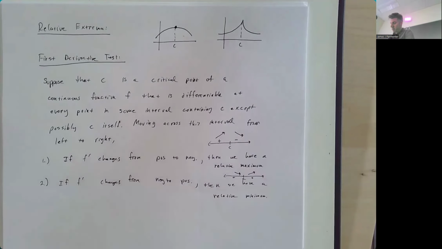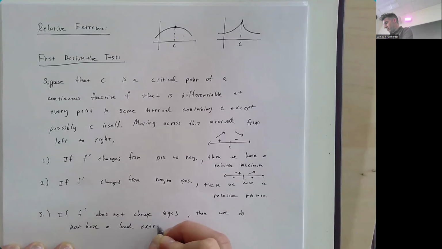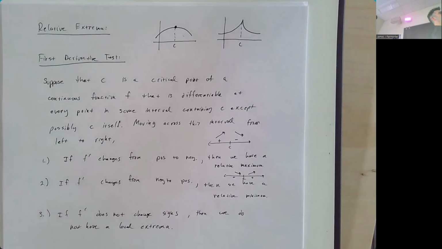And then finally, if the derivative doesn't change signs, so if it goes positive, positive, or negative, negative, then we do not have a local extrema. And I will add on to this. If you have a critical point of your first derivative and you don't end up having a local extrema there, it is often, not always, the case that you end up having an inflection point at that. Kind of like we did in the previous example, actually.